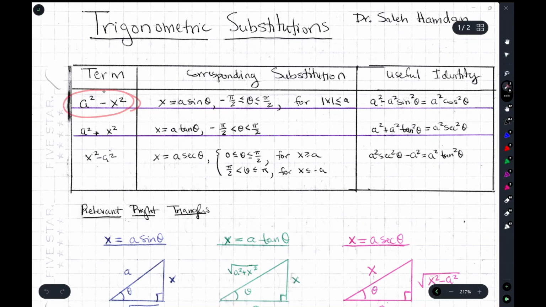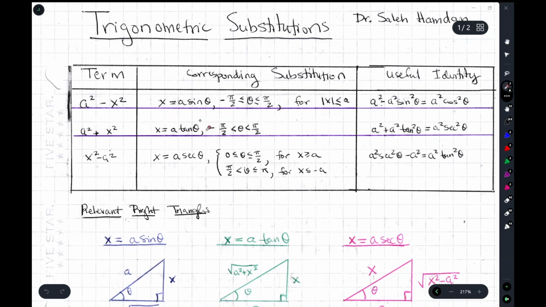So if you have a term that looks like this, a good idea is to go ahead and use x equal to a sine theta. And notice this does come with restrictions. Theta should be between pi over 2 and minus pi over 2. And sine theta cannot be greater than 1, so x cannot be greater than a. The absolute value of it cannot be greater than a. So you are restricting the values of x that you're integrating with.